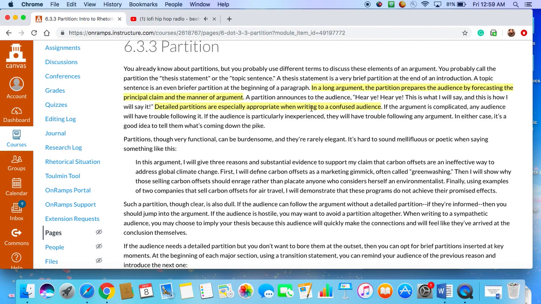But you have to be careful, because, again, if you're writing to a confused audience and you just give this really long, detailed explanation of your argument, you're going to confuse them more. So you want to find a good balance. I'm going to show you an example of these three things in play. And like I said, if the article itself is confusing, that's okay. I just want you to see how they use the exordium, the narration, and the partition.